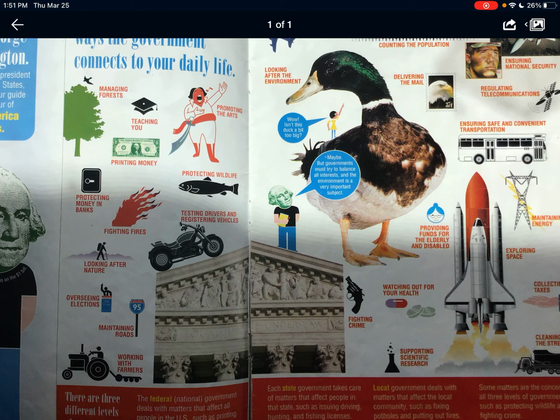And where does the United States government get its money from? From your parents paying property tax, and not only property taxes, but federal income taxes. It looks after nature, oversees elections. Well, hello, did we just have an election in this country? Yes, we did. The United States government was watching over that election to make sure everything turned out the way it's supposed to without anybody pulling any shenanigans. It also does these other things. How about exploring space?